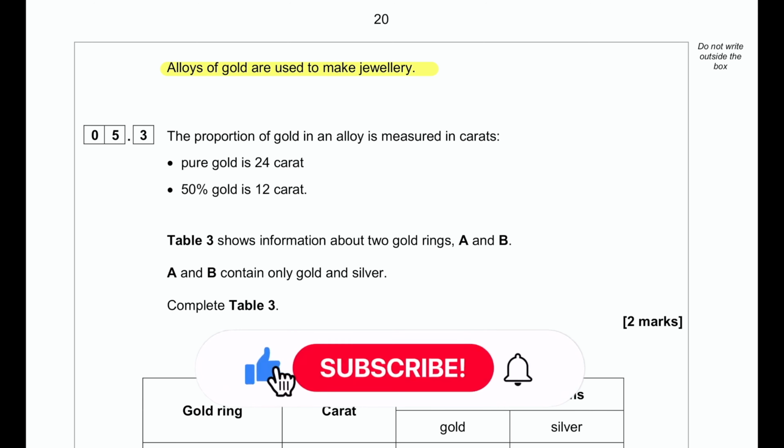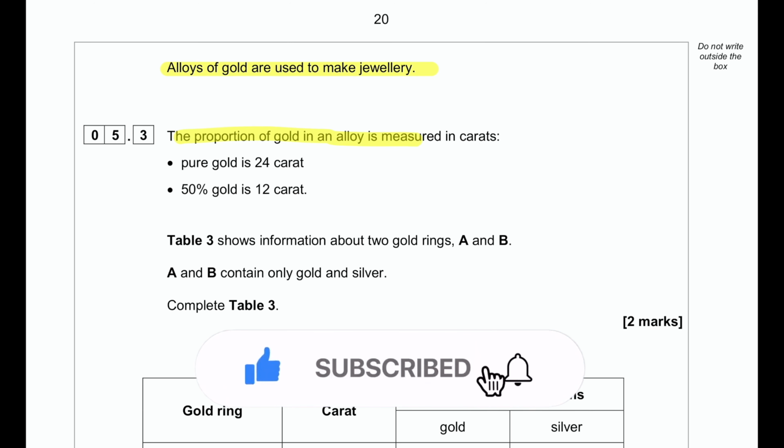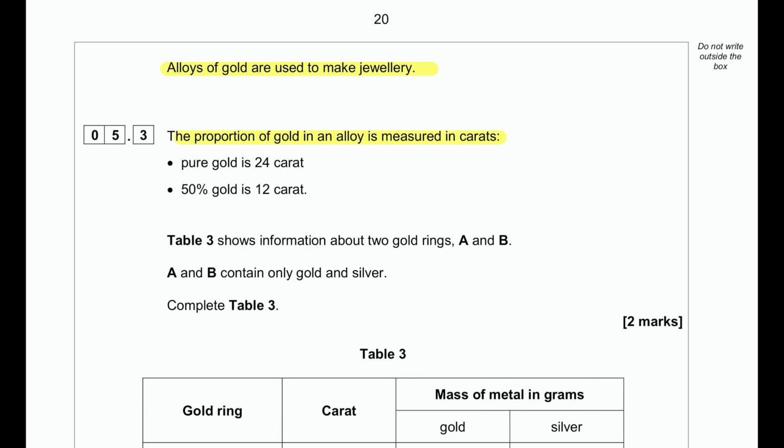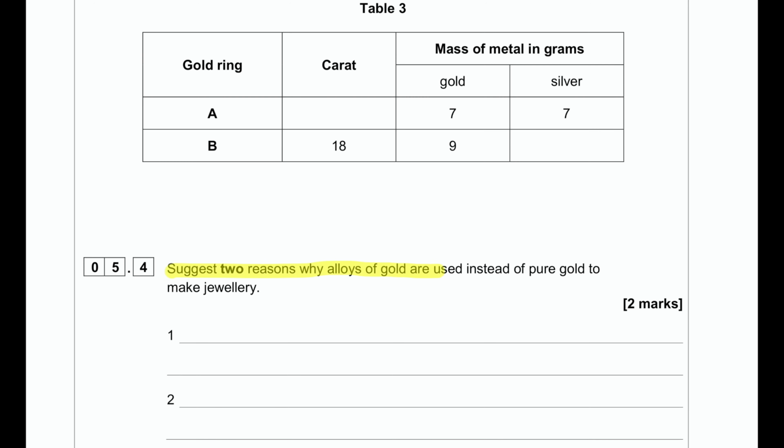Alloys of gold are used to make jewelry. The proportion of gold in an alloy is measured in carats. Pure gold is 24 carat. 50% gold is 12 carat. Table 3 shows the information about two gold rings A and B. A and B contain only gold and silver. Suggest two reasons why the alloys of gold are used instead of pure gold to make jewelry.